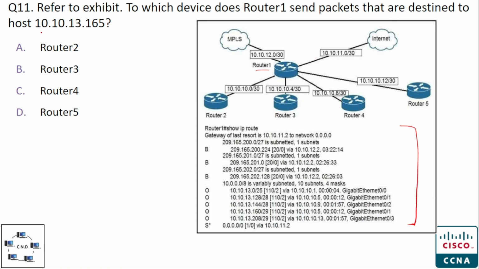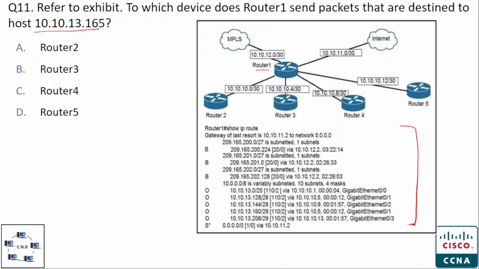So in order to reach this host, that is 10.10.13.165, where would router 1 send the packets? To which router will R1 send the packets, to R2 or 3 or 4? First look at the routes, and we will try to find out the routes that contain this host address. So this 10.10.13.0/25, now this range is from 0 up to 127. So this route is excluded.